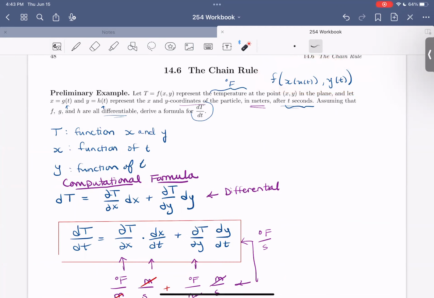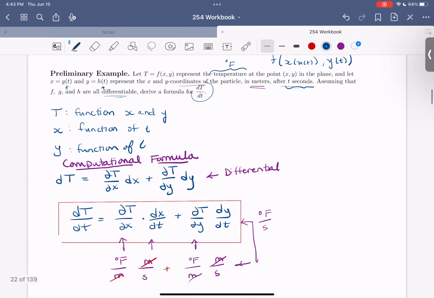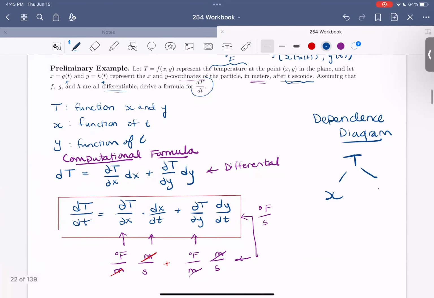Well, what we can construct is something called a dependence diagram to help us sort that out. So we're going to draw one for this example now. A dependence diagram. So we start with our output, T. And now T is a function of two inputs. We'll call them x and y. And then x and y are both functions of an input we'll call t.